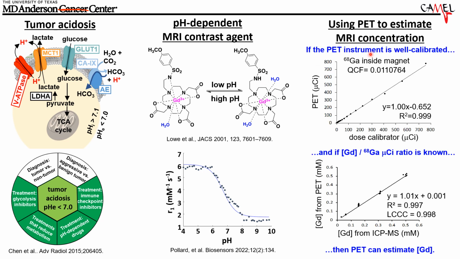So if a PET instrument is well calibrated, where the PET radioactivity that is detected is correlated to a dose calibrator very carefully, and if you know the initial ratio of gadolinium to a radionuclide agent, well, then you can use PET imaging to actually measure gadolinium within a sample.